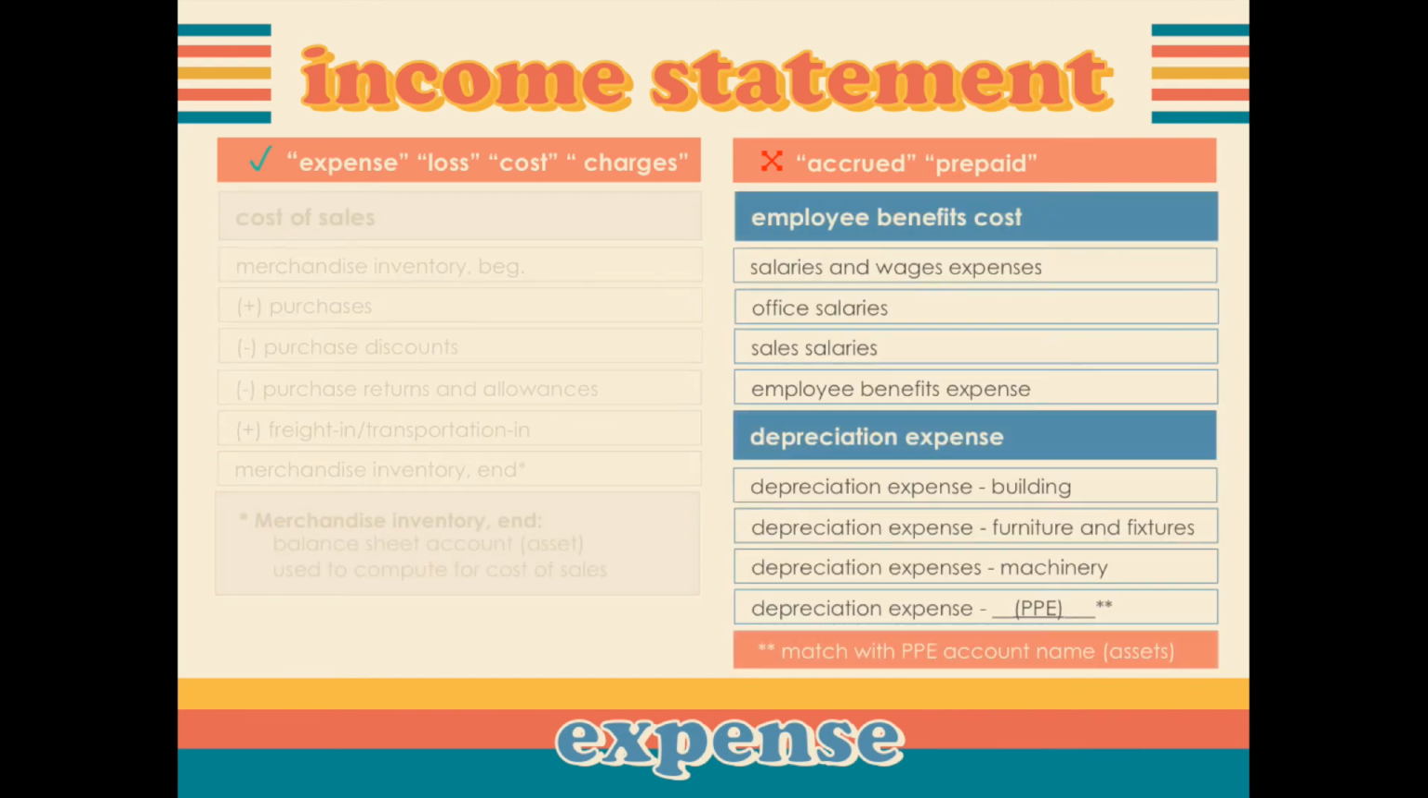Other types of expenses also include salaries and wages expense, office salaries, sales salaries, and employee benefits expense. Depreciation expense is the expense relating to the property, plant, and equipment for the current period. Just like the accumulated depreciation account, the depreciation expense is matched with the corresponding PPE's account name. For example, depreciation expense building, depreciation expense office furniture and fixtures, and so on. We'll talk more about depreciation in the future lessons.